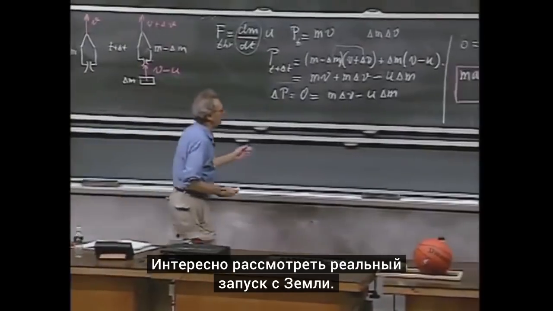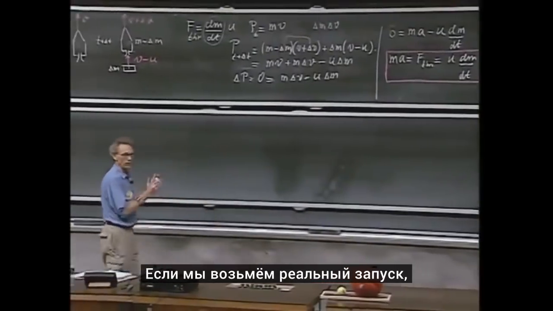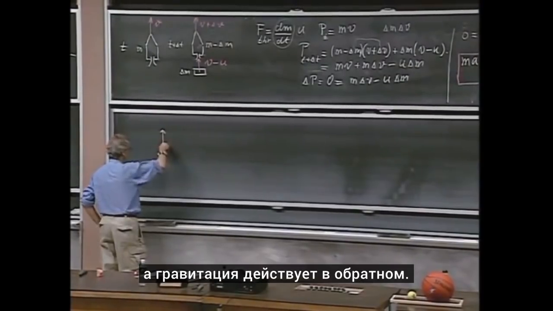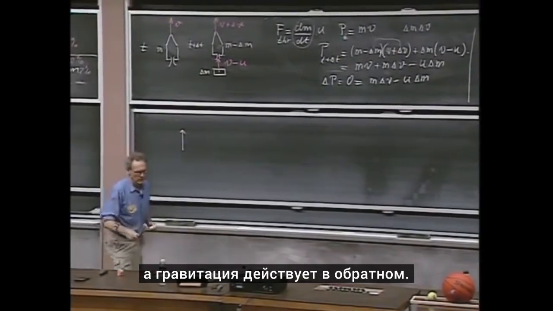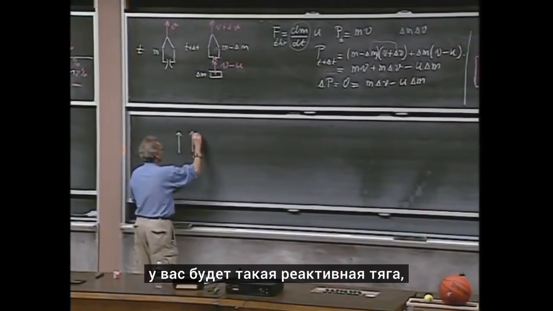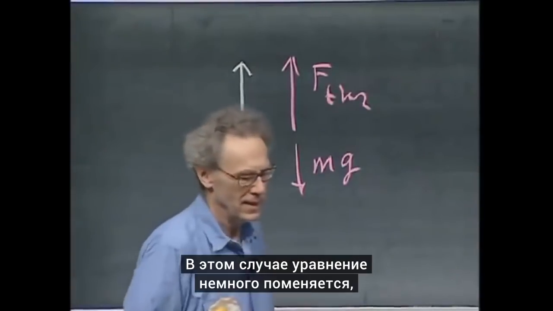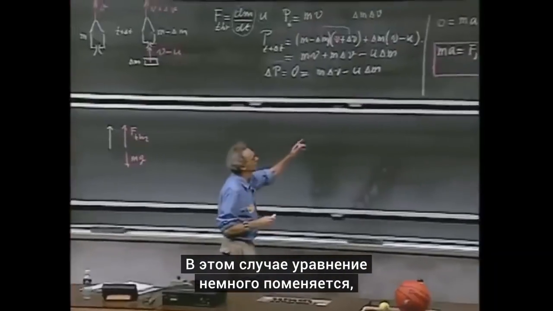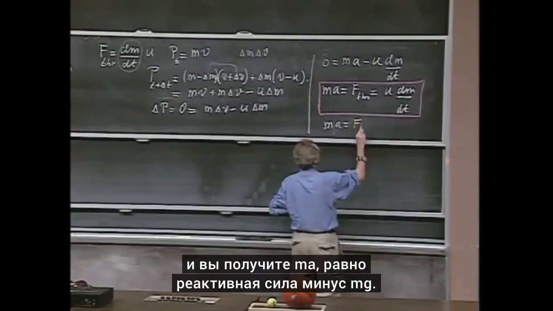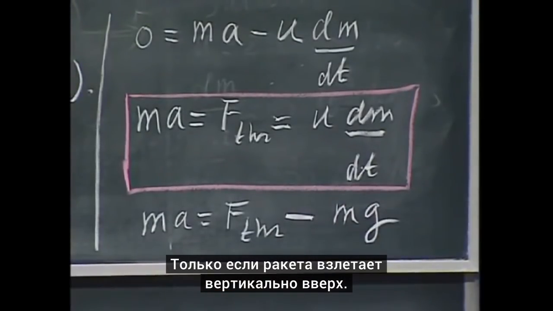It is interesting to include a real launch from Earth. If you have a real launch from Earth, then the rocket is going up in this direction, but gravity is exactly in the opposite direction. In other words, only when you launch vertically from Earth would you have a thrust like this, and you would have mg like this. In that case, this equation has to be adjusted, and then you get ma equals thrust minus mg. Only if you have a launch from Earth vertically up.